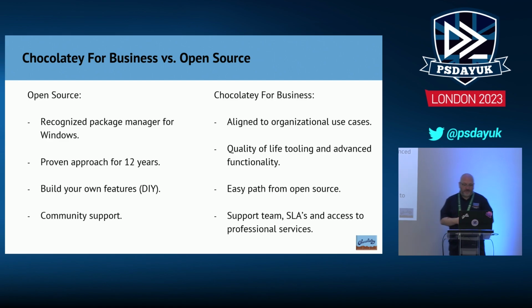Easy path to move. And finally, as opposed to community support, we've got a support team behind Chocolatey for Business. We've got SLAs, as you would probably expect. And you get access to professional services as well. That could be, for example, that you have a really, really difficult line of business application that you need to package. We can help with that. We've got customers where we help with that organizational architecture that we've talked about. We help them deploy that, build that, make sure it works with their workflow, and build Chocolatey into that, so we can help with all of that.